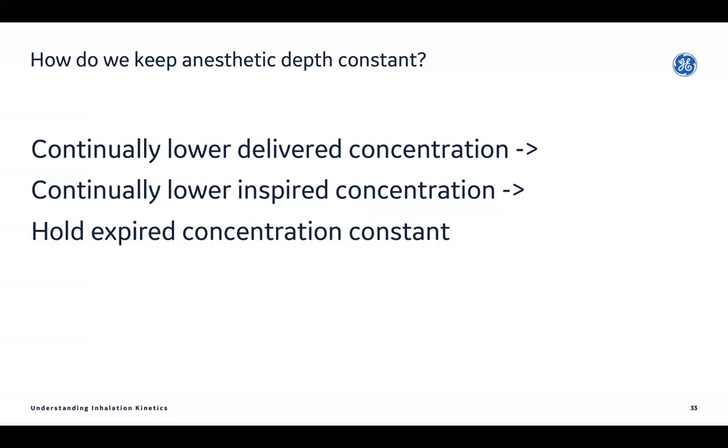So how do we in real life keep anesthetic depth constant? We continually lower the delivered concentration, which continually lowers the inspired. And we do that in such a way that we hold the expired concentration constant. Our breathing circuit messes up our ability to control inspired precisely, but we're measuring inspired and we're measuring expired, so we can achieve this just fine. But we've got to work at it, look continuously, and adjust as needed.